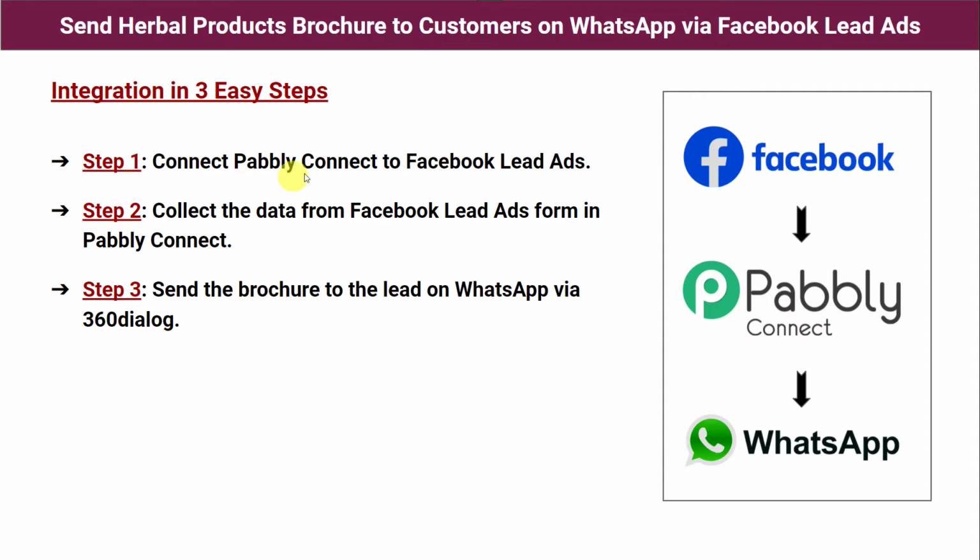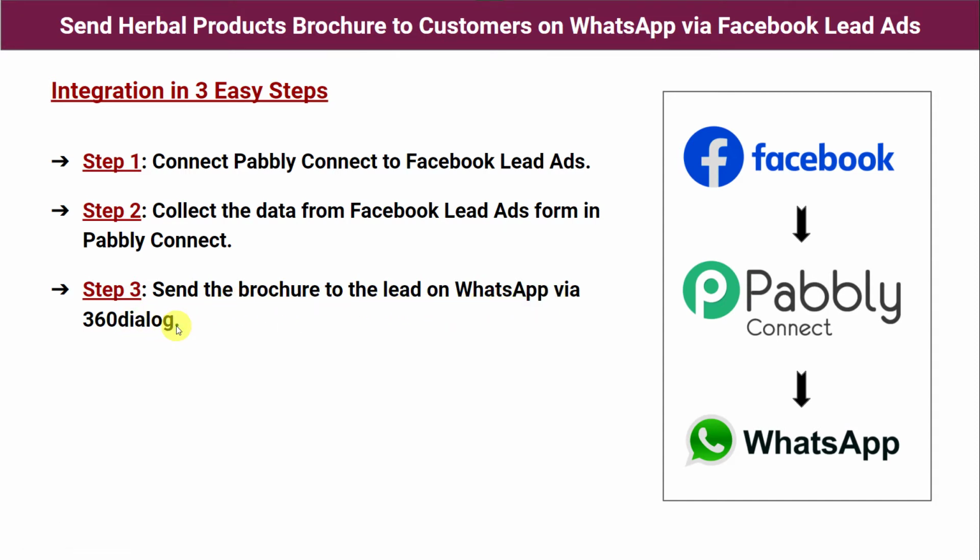Step 1. Connect Pabbly Connect to Facebook lead ads. At step 1, first we have to go to Pabbly Connect, and we have to create an integration between Pabbly Connect and Facebook lead ads. Step 2, collect the data from Facebook lead ads form in Pabbly Connect. So at step 2, Pabbly Connect is going to capture the data from Facebook lead ads. Step 3, send the brochure to the lead on WhatsApp via 360 dialog.